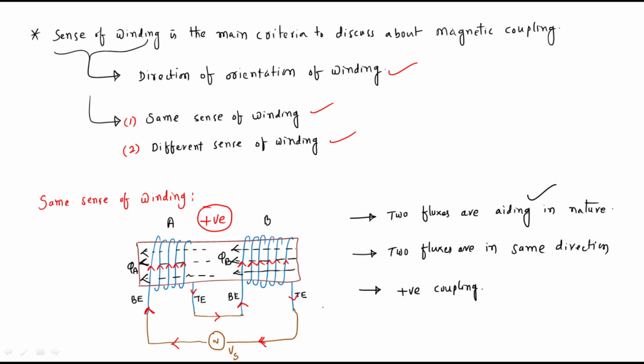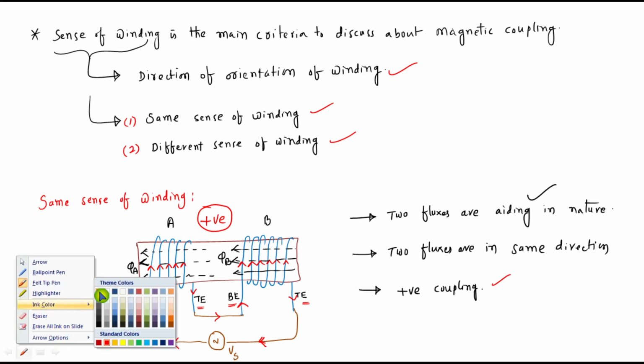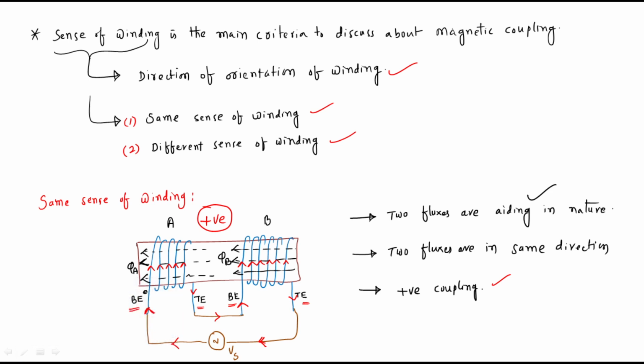And how we can define the positive coupling with respect to dot convention? So simple. You have to choose either beginning end of any of the coil or termination end of any of the coil. So now I am going to choose beginning end of the coil. So beginning end of coil A and beginning end of coil B. So I am going to put a dot at beginning end of the coil, like that, the beginning end of the coil B. Now you have to choose one end, whether it is beginning end of two coils or termination end of two coils. Now I am going to choose beginning end of coil A and beginning end of coil B.